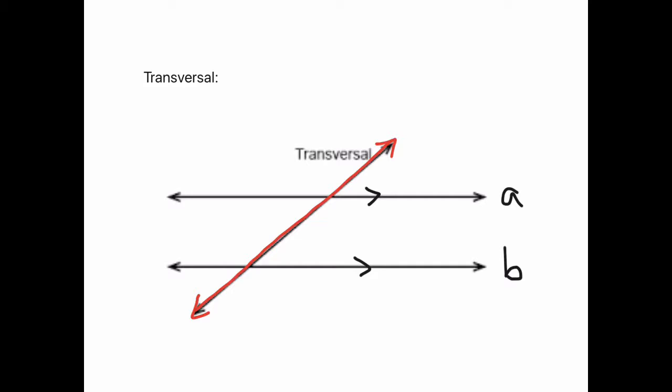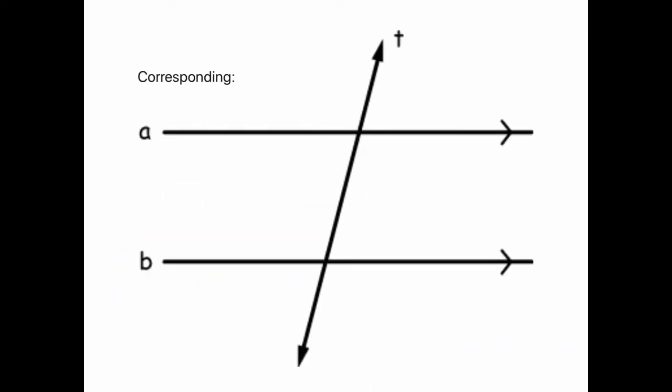All right. Something else that I want you to see is that a transversal cuts these parallel lines into 8 separate angles. So you could number them out if you want to, but 1, 2, 3, 4, 5, 6, and 7, 8. And it always cuts them into those 8 pieces. Now those 8 pieces have relationships with each other. So those angles have different positions and different things that tell us about the way that they are related. The first of which is corresponding.